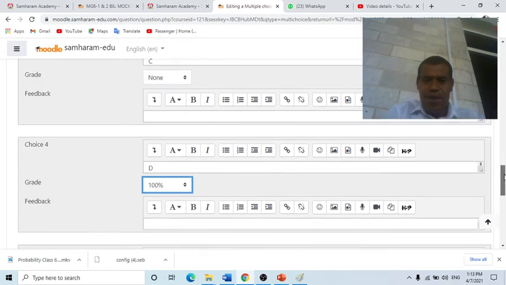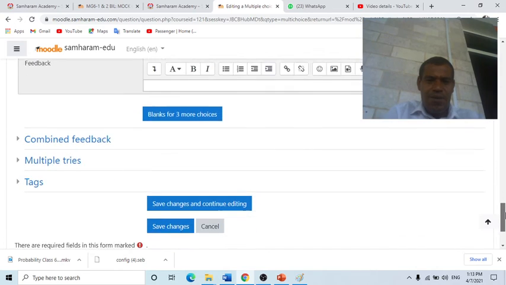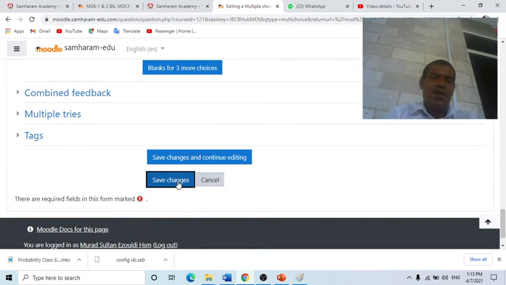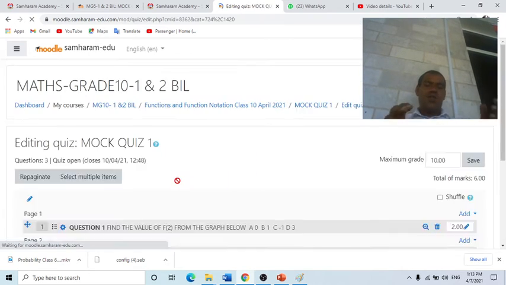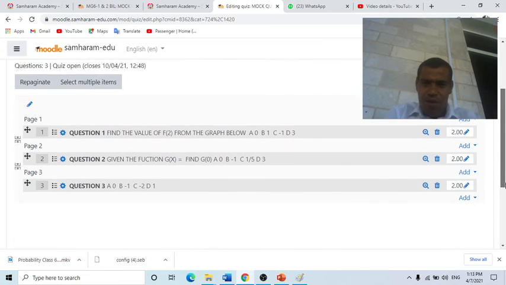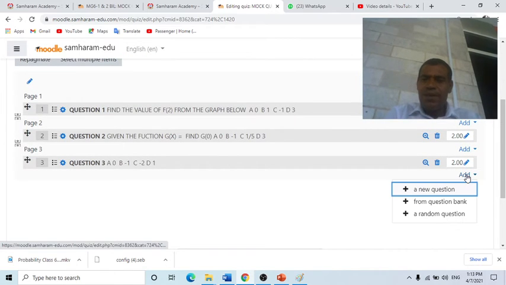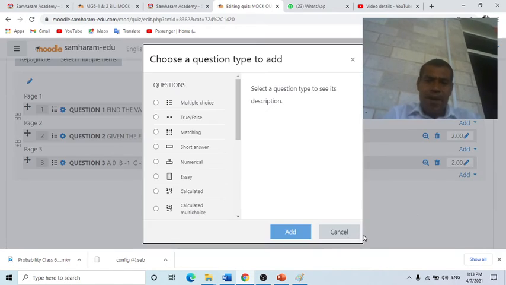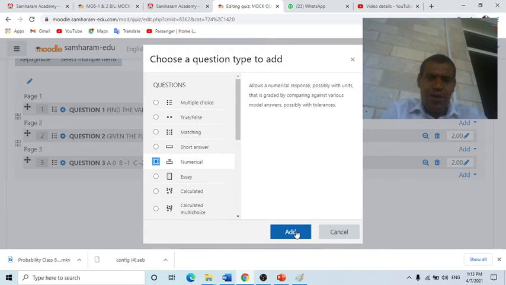Okay. Then you make save changes. Now we move to MCQ. We should finish, for example, with the MCQ. We have 6 marks. We need 4 marks, for example, for the quiz. I will go to add another question, but it will not be MCQ. Numerical, for example, or calculating multiple choice, numerical, short answer, matching, true or false. I will make numerical. Clear?